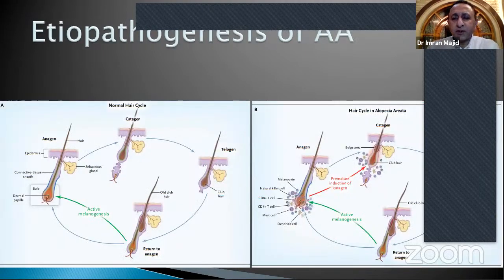And this is how alopecia areata develops. So this is on the left side of the screen. You can see a normal hair cycle of anagen, catagen, telogen, and then the return to anagen. And this is how the disease process develops in alopecia areata. So there is infiltration of natural killer cells, CD8 positive T cells, CD4 positive T cells, and there is some relation with mast cells also. And that leads to premature induction of catagen and resultant hair loss.